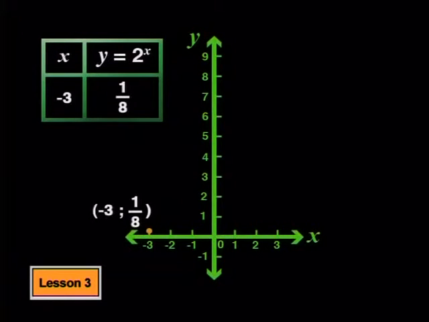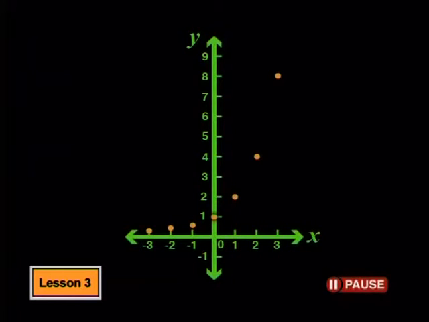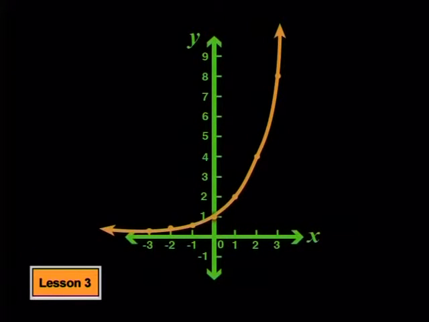Now let's plot these points and see what the graph looks like. First we have -3, an eighth here, then -2, a quarter. Next is -1, a half, then 0, 1 here, followed by 1, 2, then 2, 4, then 3, 8. Can you see the shape of the graph from these points? We can see the shape enough to join the points. If we tested some points in between these ones, we would find that the graph curves like this.